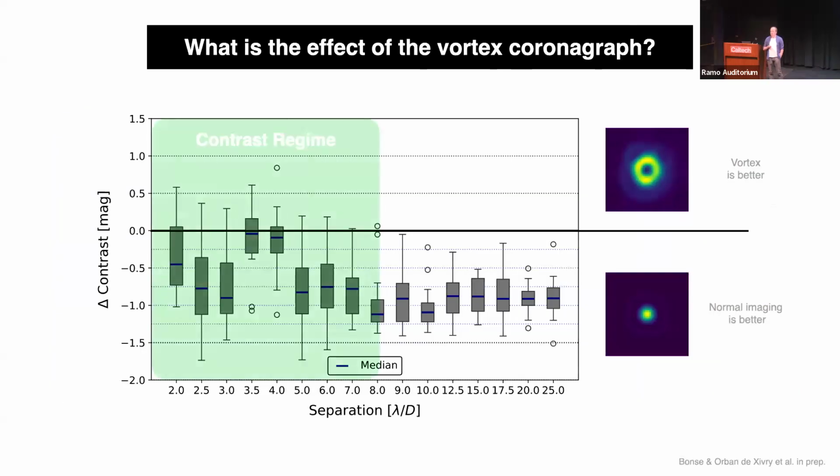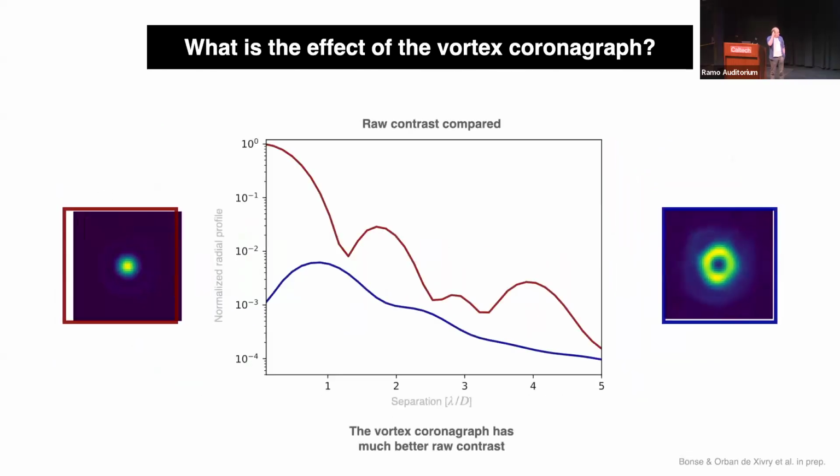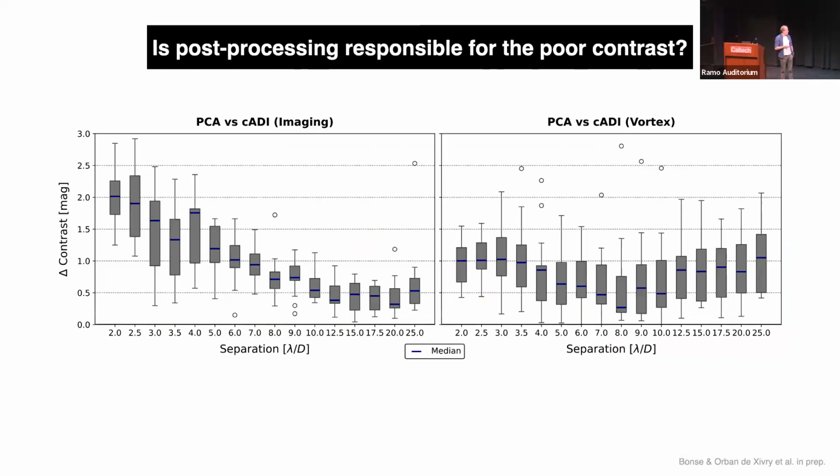Contrast regime, that's much more complicated. And what is happening here, this is actually some real data, we know the raw contrast with the vortex coronagraph is significantly better than without it. So something between the raw contrast and the post-process contrast is going wrong. And this gives rise to the question, how effective is our post-processing on vortex data and on imaging data?